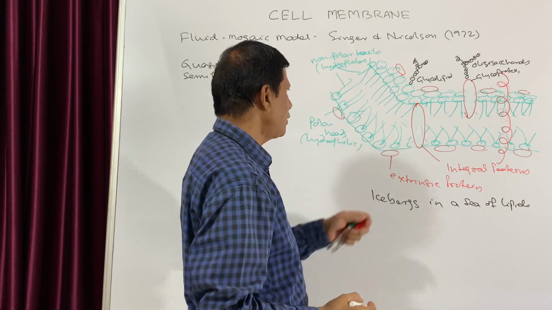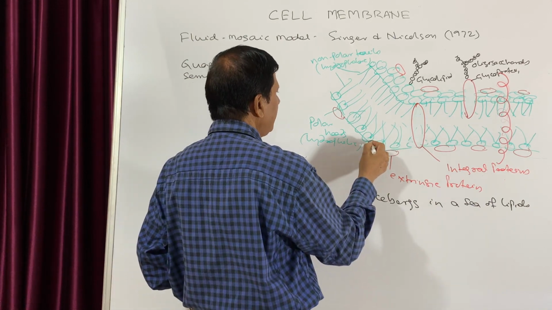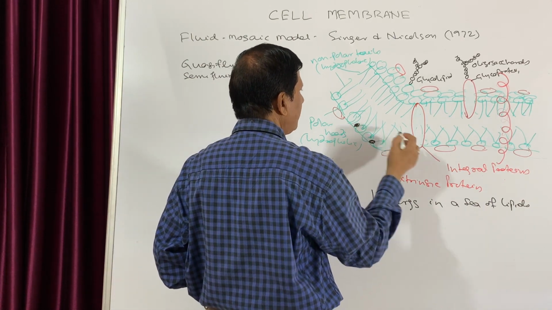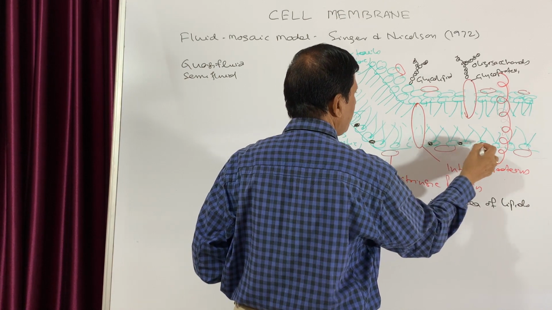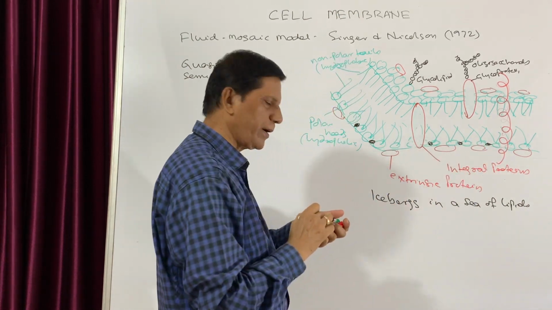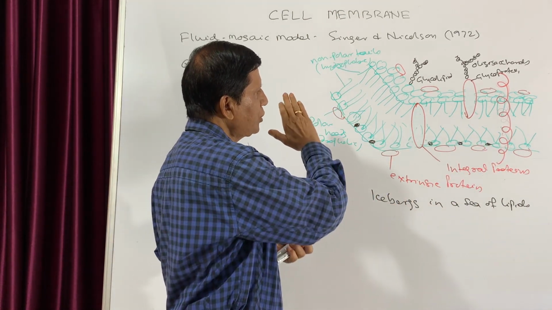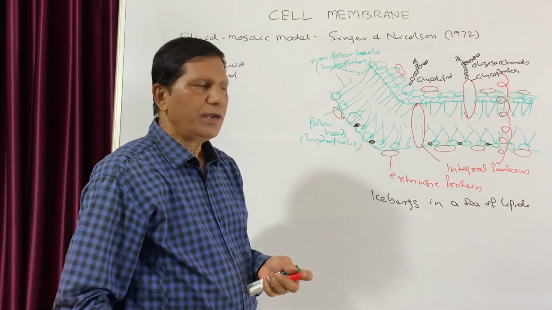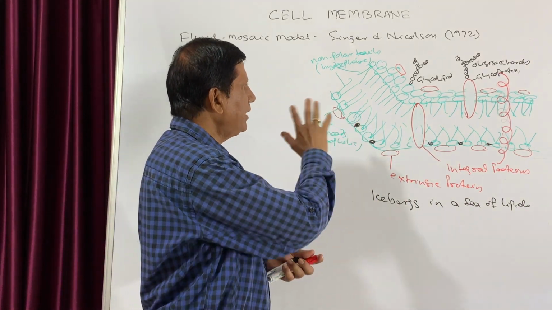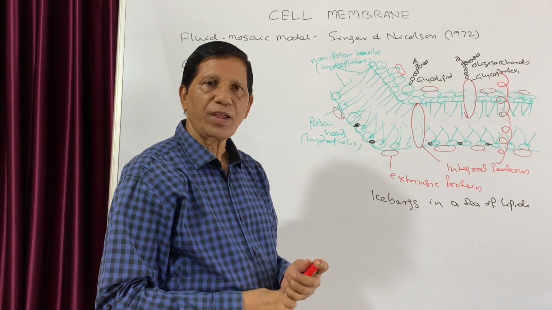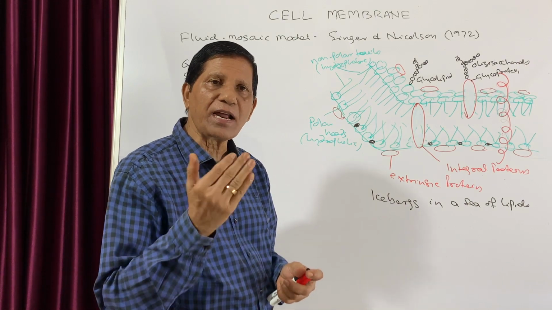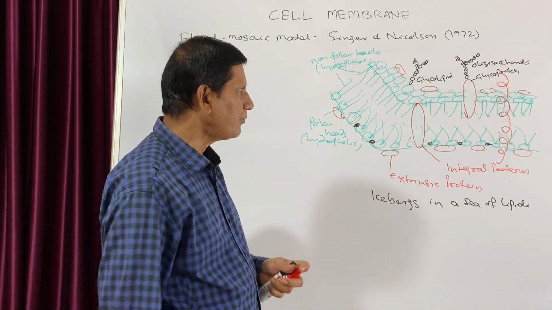In addition to this, here and there also there will be sterols present. Sterols, because the sterols, they provide stability to the membrane. So this is the structural diagram of the fluid mosaic model. Now, what are the important aspects of this model?